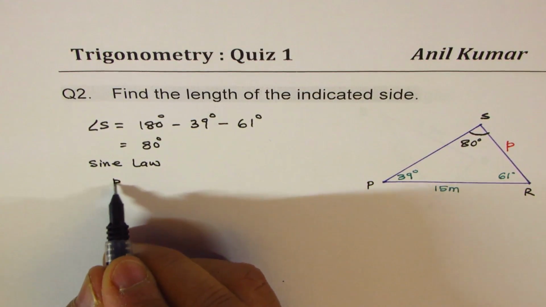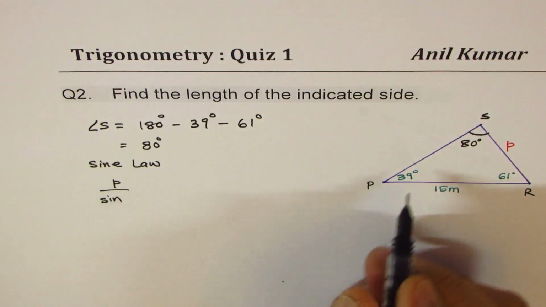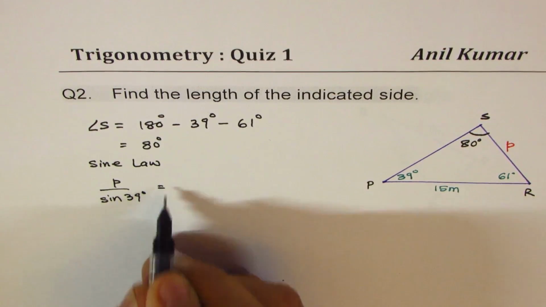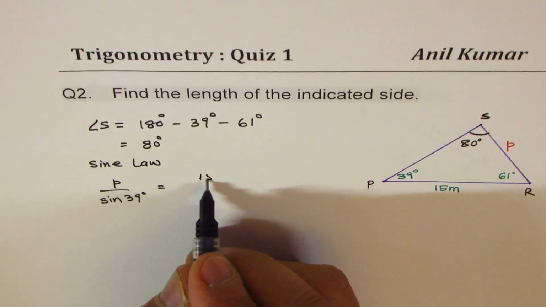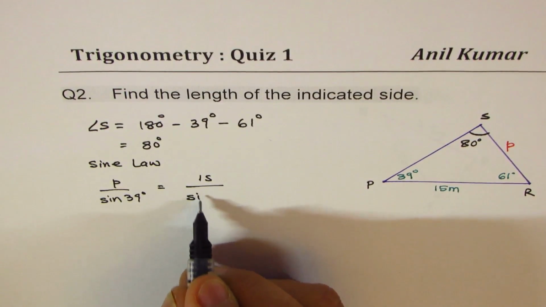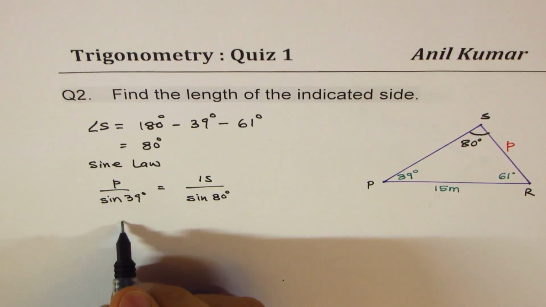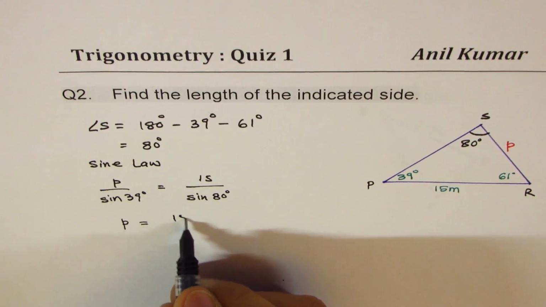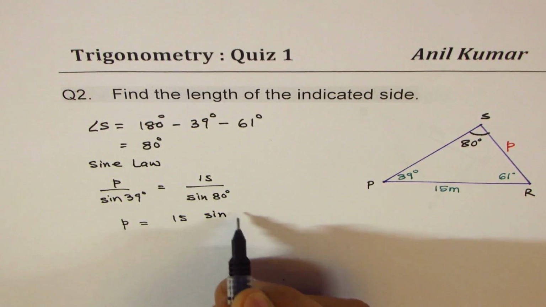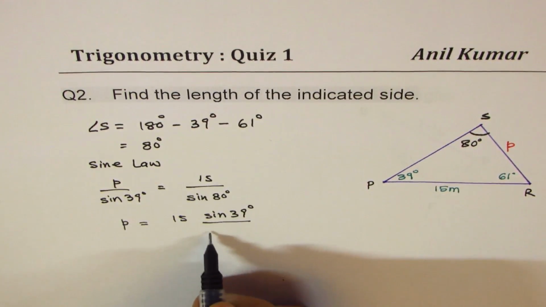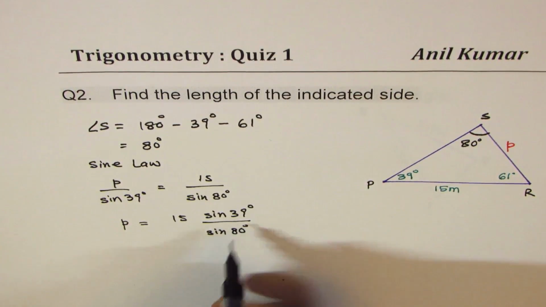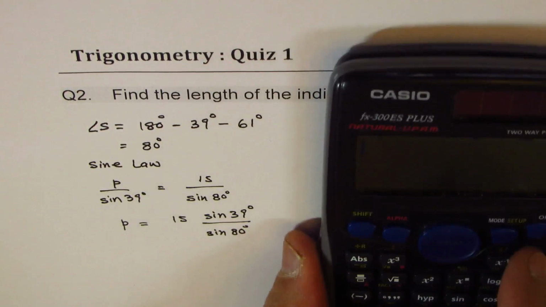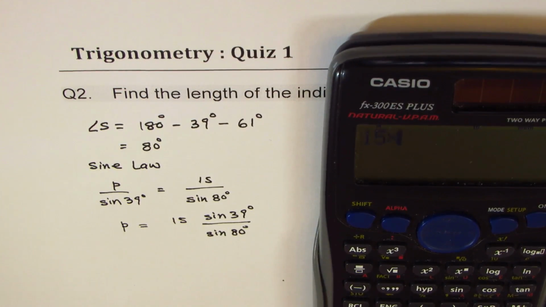So we could write P over sine of angle P, which is 39 degrees, is equal to what is given to us, 15 over sine of 80 degrees, correct? So P, the side length, is equal to 15 times sine of 39 degrees divided by sine of 80 degrees, correct? So let's use the calculator to find this answer. 15 times sine of 39 divided by sine of 80.